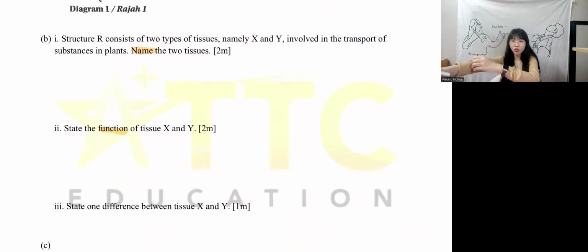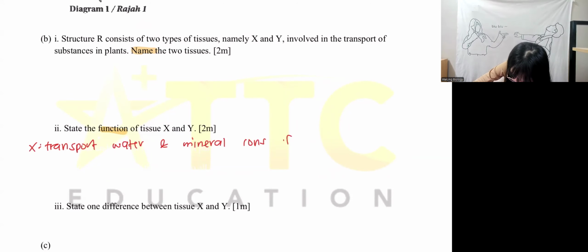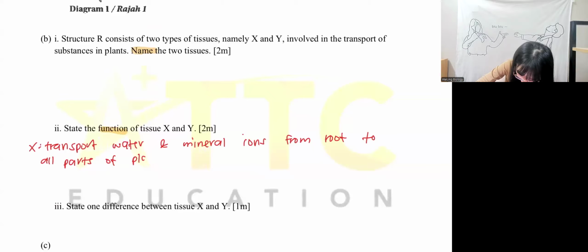Correct. From the roots to all parts of the plant. Very good. So you're going to say X: transport water and mineral ions from roots to all parts of plant. From roots to all parts of plant.